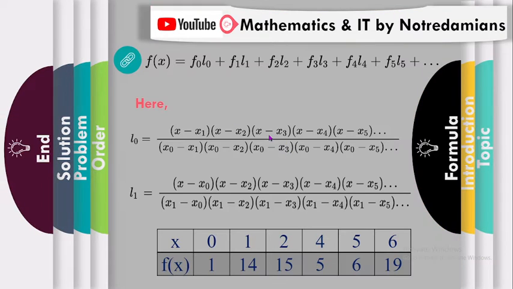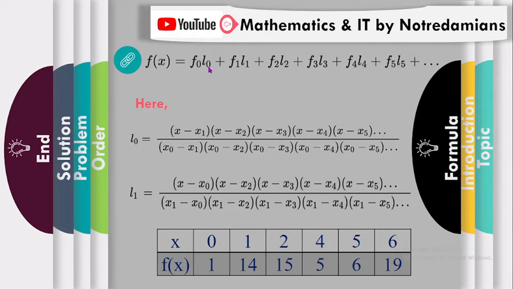So now what is the formula of Lagrange interpolation? The formula is f of x is equal to f0 into L0 plus f1 into L1 plus f2 into L2 plus f3 into L3 plus f4 into L4 and continue. So how much will we continue this? We will know that in order. Now what is L0 and f0?